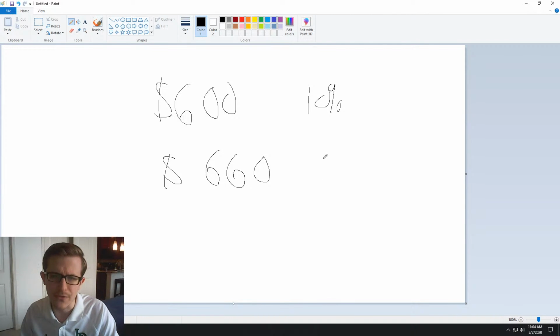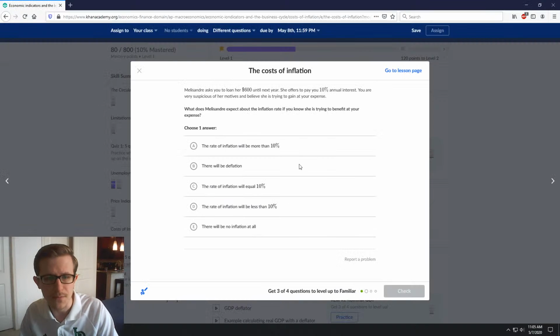So, for example, if there ended up being 100% inflation, which probably wouldn't be, but it's very well possible. We see it in some countries around the world today. You getting $660 back is practically nothing, because if there was 100% inflation over that year, you'd expect to get like $1,200 back instead. So, choose one answer. Rate of inflation will be more than 10%.